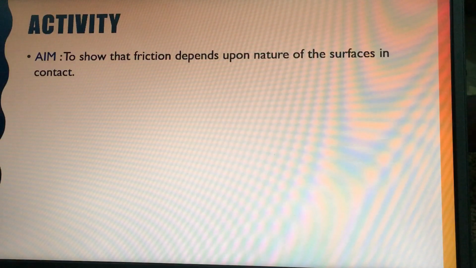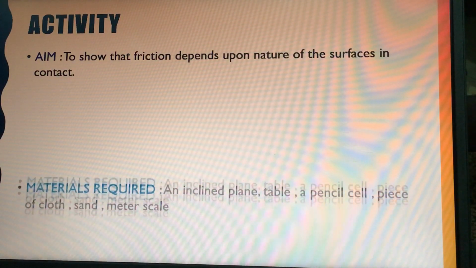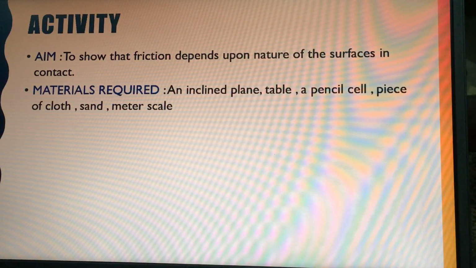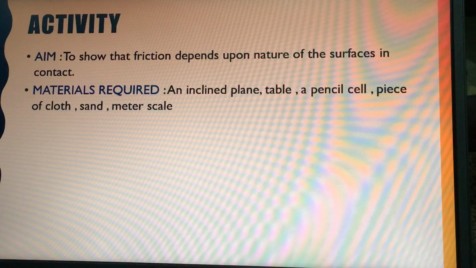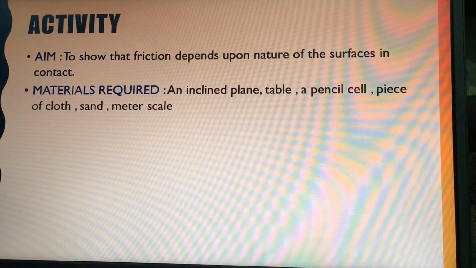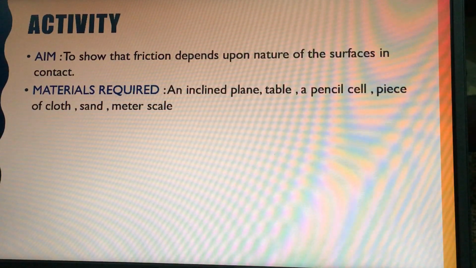Now let us see the aim: to show that friction depends upon nature of the surfaces in contact. Materials required are an inclined plane, a table surface or a table. You can perform this activity even on a floor surface. A pencil cell, a piece of cloth, sand and a meter scale.